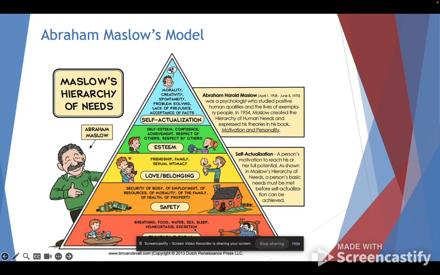So just like I said, down here is the basic needs, and this is your safety needs. If you have this, you're able to focus more on your safety because you aren't really worried about where am I going to get my food, where am I going to get my water, and so on. So if you have the safety, you can more so focus on the belonging of friendship, family, those things. And over here it says a person's motivation to reach his or her full potential, as shown in Maslow's hierarchy of needs. A person's basic needs must be met before self-actualization can be achieved. So basically, you have to reach all of these down here to be able to look back at yourself and see what you might need to change to better yourself.